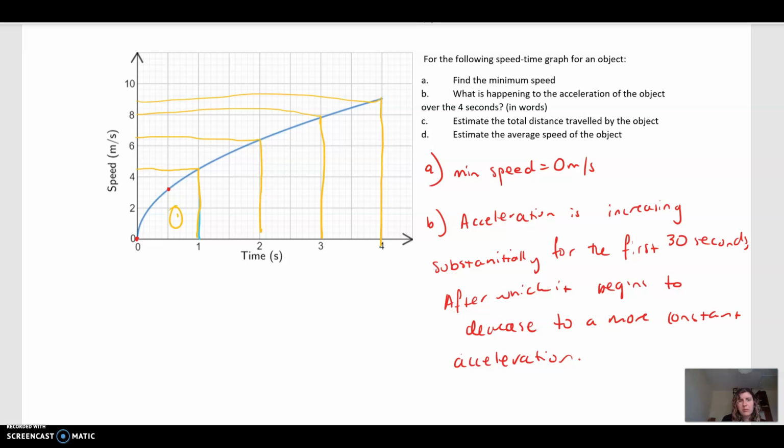So my rectangle number 1 is 1 second, because that's the width, times 4.5, so that's 4.5. Then my second one is again 1 second, because that's the width there, 1 times 6.5, which is 6.5. My third one is going to be 8 times 1, because my top speed is 8 and my width is 1, so that's 8. And then my fourth one is 9 times 1, which is 9.